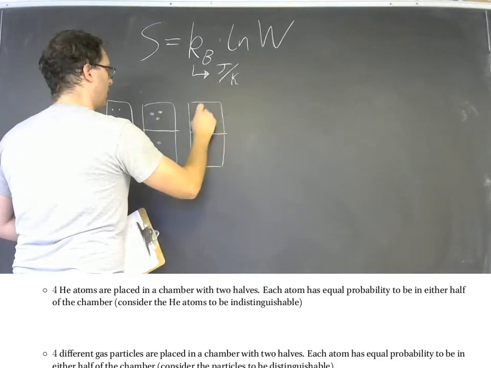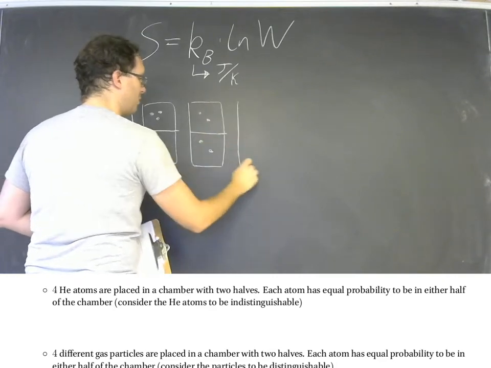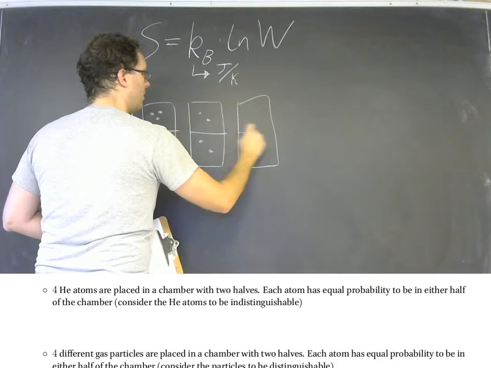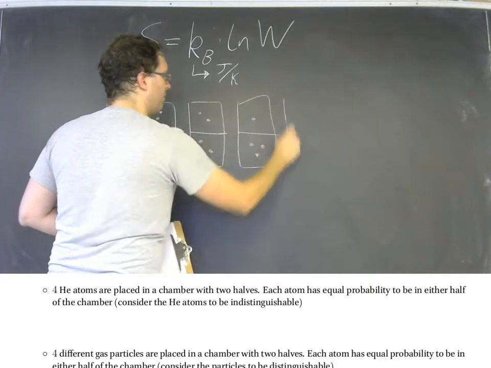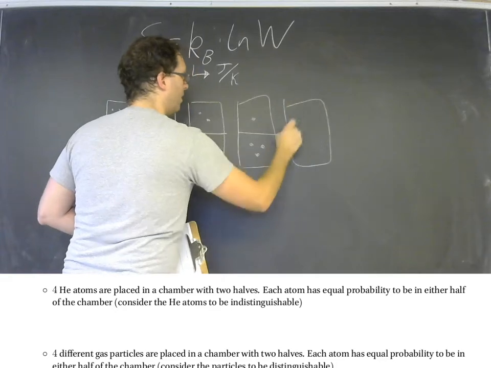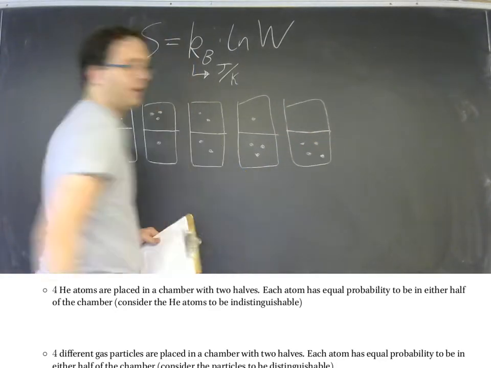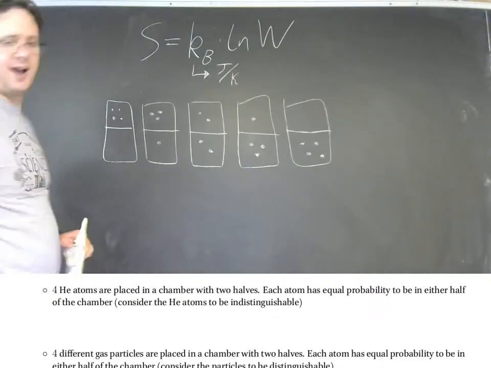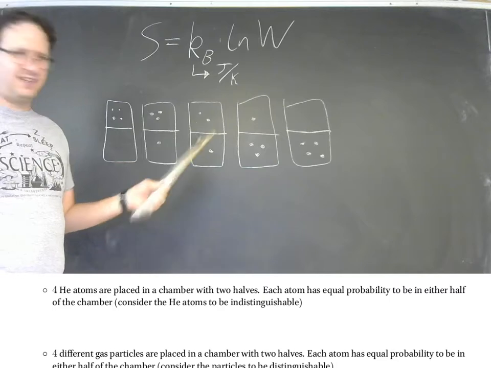We could have 2 of them on the top and 2 of them on the bottom. We could have 1 on the top and 3 on the bottom. Or we could have 4 of them on the bottom. So this is a total of 5 microstates. And of course this is an idealized simplified system.